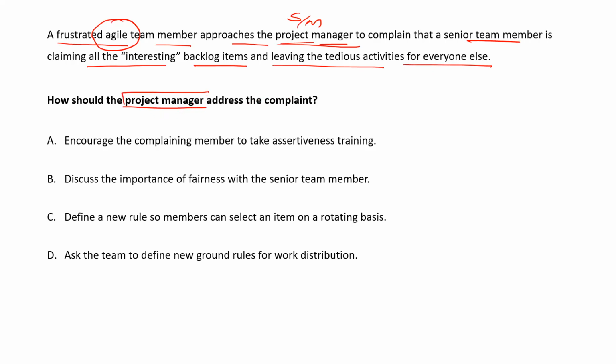Before we go and find the answer, tell me: is solving problems between team members in Agile the project manager's responsibility or the team's responsibility? Do not go and read the options. Stay with me. Let's clarify it, then we'll go and search the options. Whose responsibility is this to answer the negotiations? Team's responsibility.